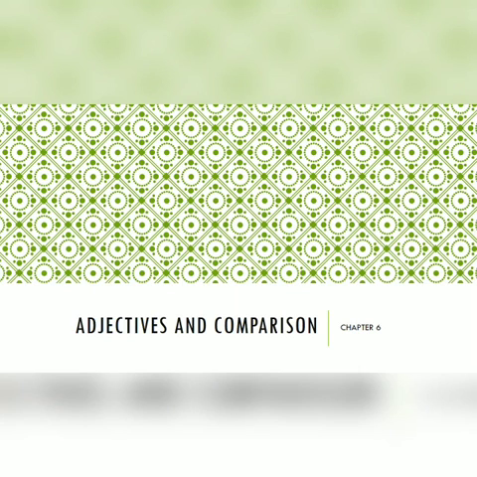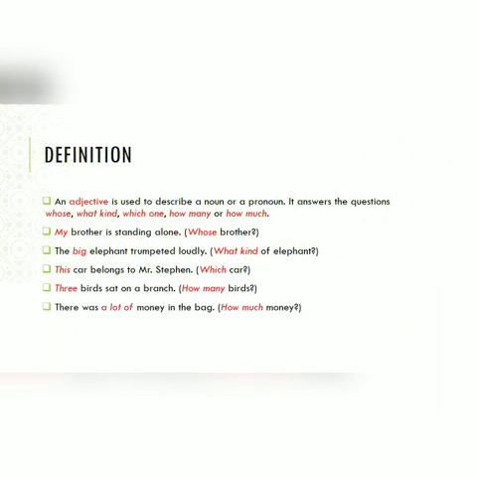Today we are going to do the sixth chapter in our syllabus, that is adjectives and comparison. Let us see the definition. An adjective is used to describe a noun or a pronoun. So we can say that adjectives are describing words. It answers the questions whose, what kind, which one, how many, or how much.